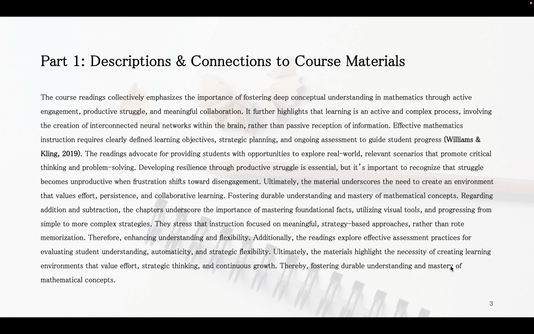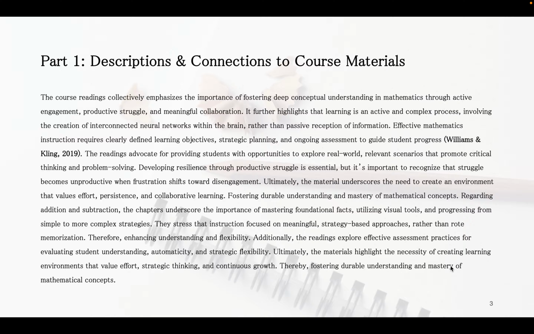Effective mathematics instruction requires clearly defined learning objectives, strategic planning, and ongoing assessments to guide student progress. The readings advocate for providing students with opportunities to explore real-world, relevant scenarios that promote critical thinking and problem solving. Developing resilience through productive struggle is essential, but it's important to recognize that struggle becomes unproductive when frustration shifts towards disengagement. Ultimately, the material underscores the need to create an environment that values effort, persistence, and collaborative learning, fostering durable understanding and mastery of the mathematical concepts.